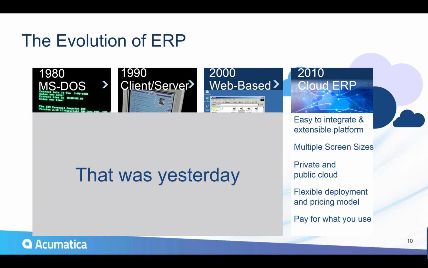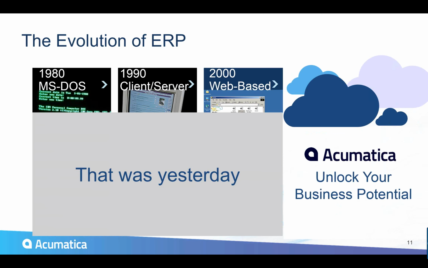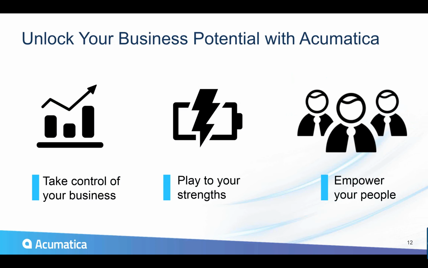And a true cloud ERP solution should offer flexible deployment and pricing and should give you true utility computing where you only pay for what you use. So that's what people are looking for today in cloud ERP, and that's what Acumatica is all about. We're all about unlocking your business potential. Okay? Then we go back and we now explain what do we mean by that.